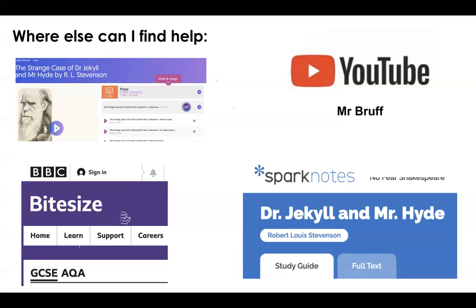If students have missed lessons and are a bit shaky on aspects of the plot, then websites like BBC Bitesize are really helpful to give a really simple overview of what is happening in the novel. And SparkNotes have detailed summaries of each chapter and also detailed character profiles of each character. So SparkNotes and Bitesize are very helpful, particularly where students have missed big chunks of lessons through self-isolation or other extended periods of absence.